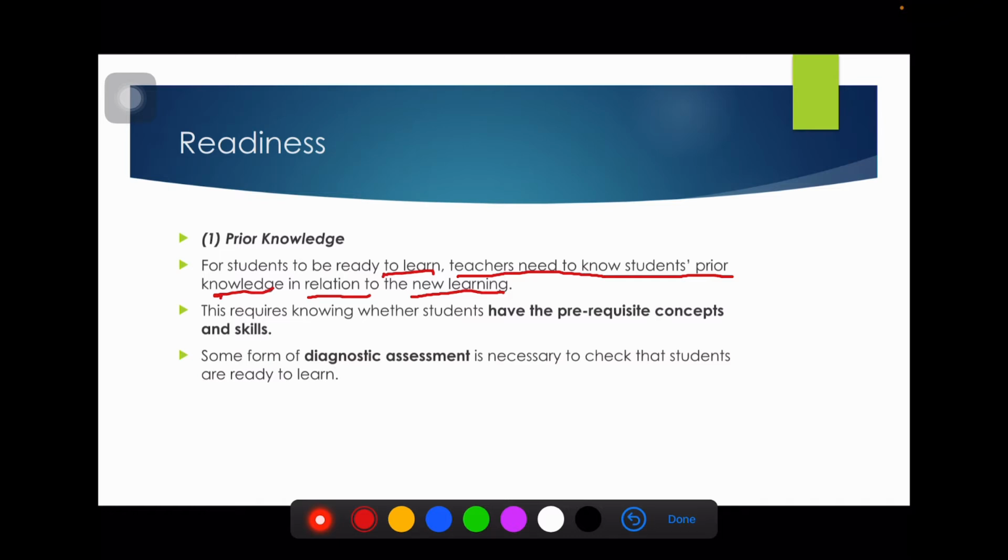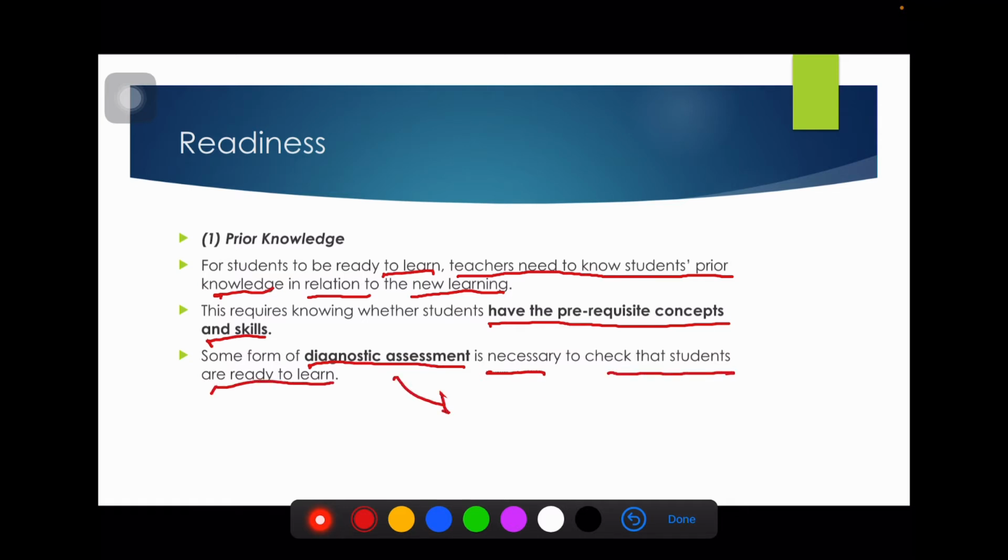Okay, those are examples. Now, this requires knowing whether students have the prerequisite concepts and skills. So, like if you are teaching measurement and your students are supposed to use the ruler to measure, let's say, a book. So the skill is that they should know it must begin at 0 and not at the tip of the ruler. So that is an example of skills. Some form of diagnostic assessment is necessary to check that students are ready to learn.